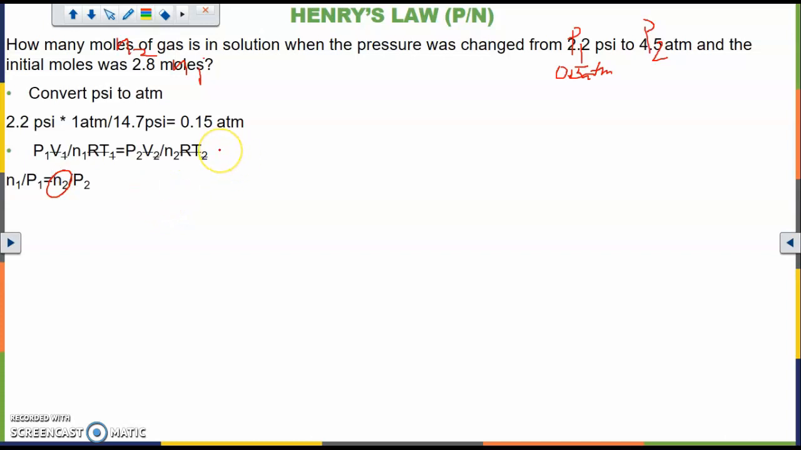Okay, again, remember you can flip these equations as long as you flip both sides. You cannot just flip one side and leave the other side the same, because you'll just be asking for trouble in that case.